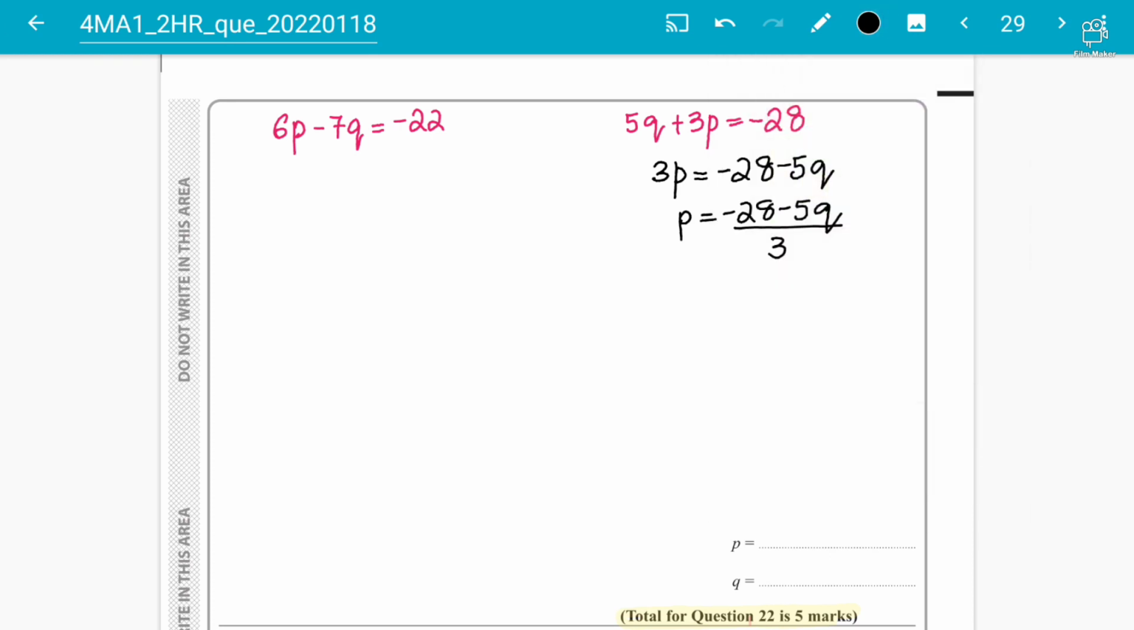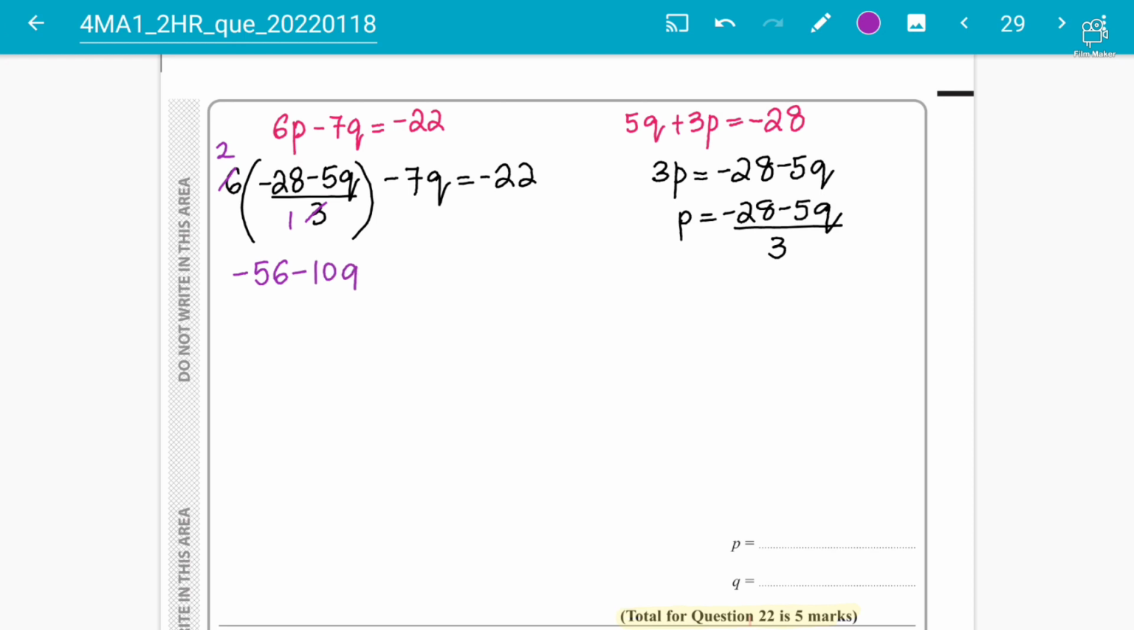Now I'm going to put it there, so 6 times p, with p as the subject, (-28 minus 5q) divided by 3, minus 7q equals negative 22, and then you simplify. Okay, so 2 times 28 will be minus 56, minus 10q minus 7q equals negative 22. Here we go, we got minus 17q and negative 22 plus 56. I am getting this as 34.